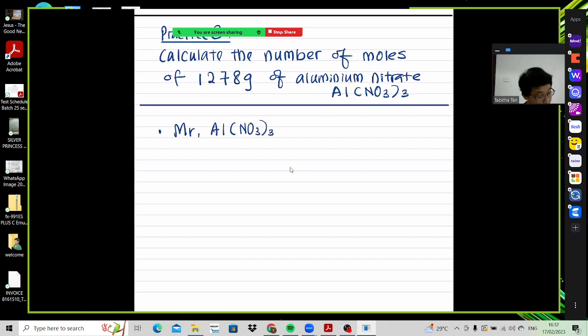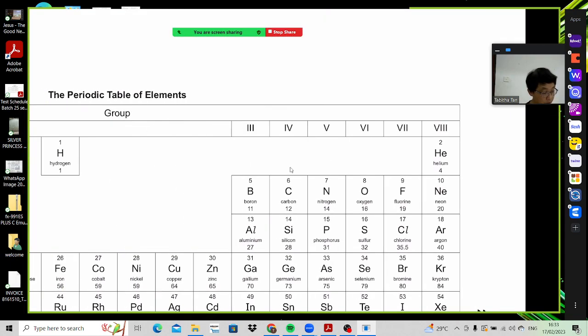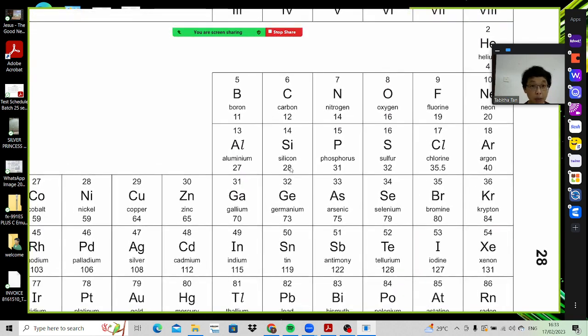Okay, and let's move on to the periodic table. Let's look up. Okay, so aluminium, what is it? 27. Do we get the same number? Okay, aluminium, the number below that is 27. Nitrogen, what is it? Nitrogen, 14. Got it? Oxygen, what is it? 16. So we got all the numbers.